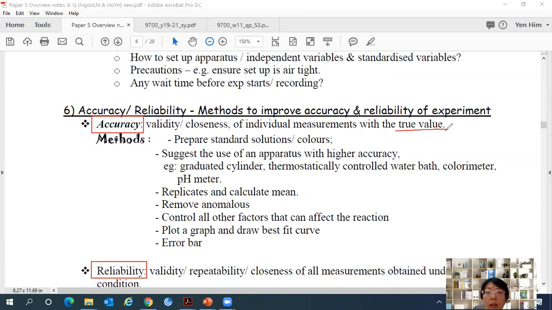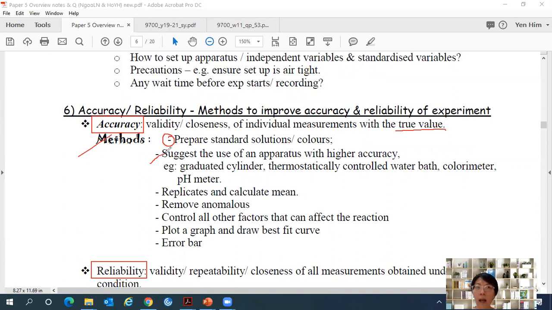It's called accurate. So if you're asked how to conduct your experiment so that you can get accurate results, these are the things you need to consider. Sometimes they ask you, so how are you going to improve the accuracy of your experiment? Okay, these are the methods here, all this one. Number 1, I'll skip first, I'll come back to this one.